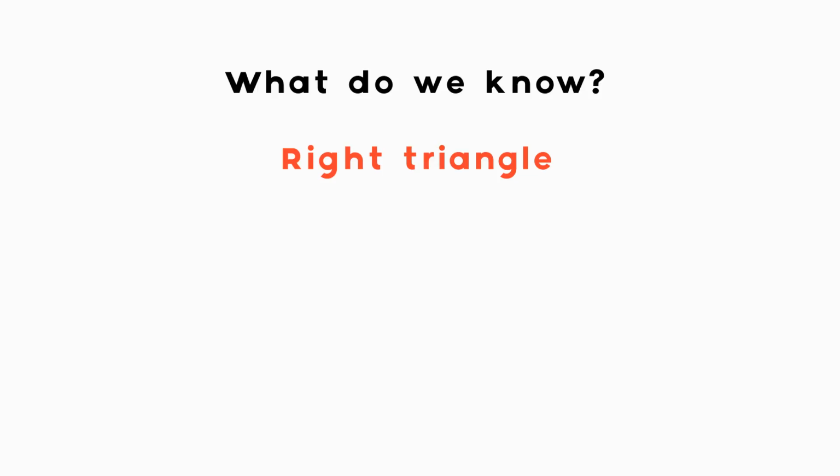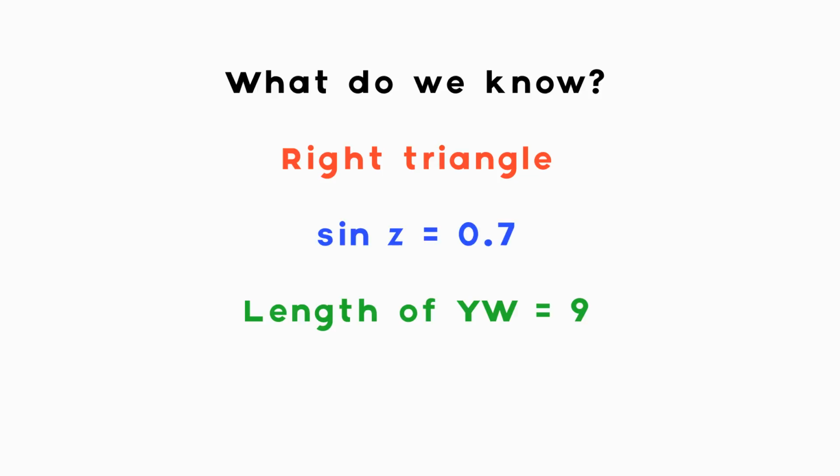The problem also tells us that the sine of angle Z is equal to 0.7, and that line YW is 9 units long, so we know the dimension of one side of the triangle in question, and we know the sine of the angle opposite that side of the triangle.